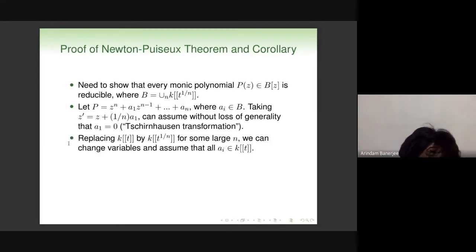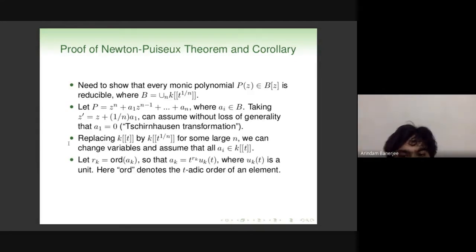Now, we can of course replace this ring by k[[t^(1/n)]] for some large n, and we can change variable to assume that all the ai's are in this power series ring. Now we use ord as the t-adic order of an element, and we write every ak as basically a unit times t to the power rk.